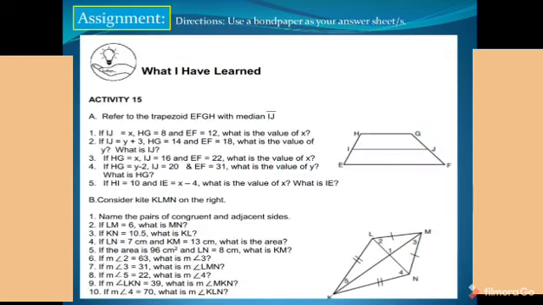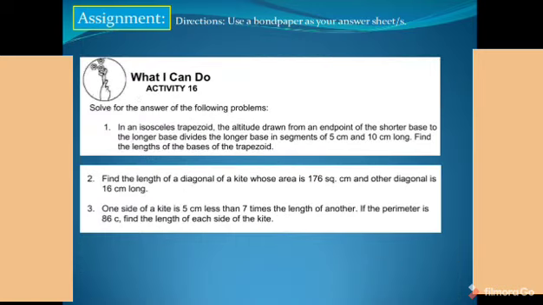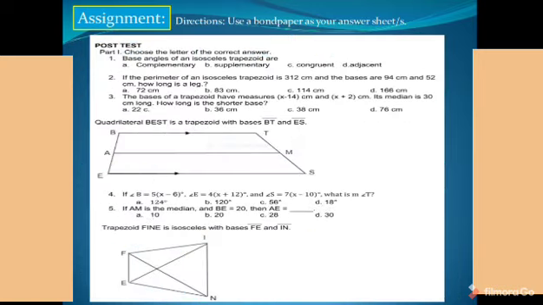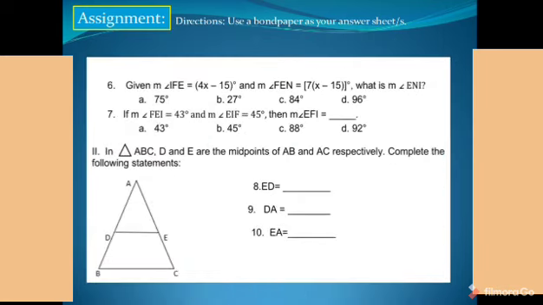So for your assignment this week, you will answer activity number 15, "What Have I Learned?" With the post test, you'll be answering this on one whole bond paper, either long or short. You don't need to show your solutions, but instead you have to follow what is in the given instructions or directions.